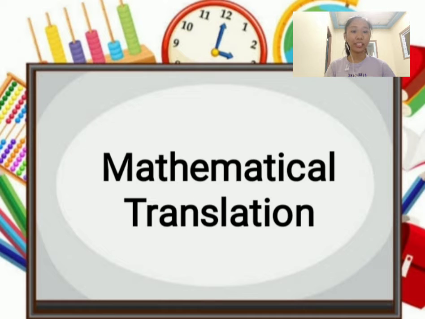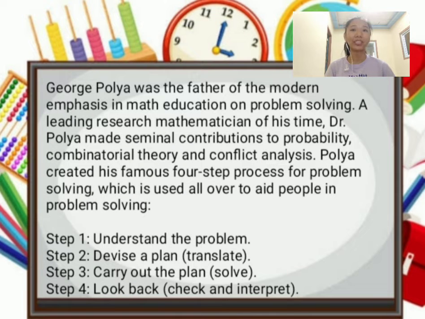Good day. So for today's video, we are going to talk about mathematical translation. It is from George Polya, the father of the modern emphasis in math education and problem solving, a leading research mathematician of his time. Dr. Polya made seminal contributions to probability, combinatorial theory, and complex analysis. Polya created his famous four-step process for problem solving, which is used all over to aid people in problem solving.